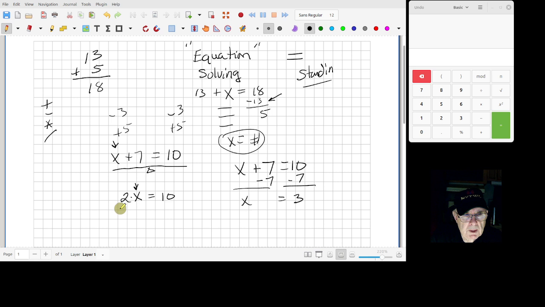Okay, so I'm going to divide, but I must do it to both sides. I'm going to divide by 2. If 2 is multiplying x, I'm going to divide by this. 2 over 2 is just 1, and 1 times x is just x. So these cancel to 1. And x then is equal to 10 divided by 2, and that does get us to 5. So this problem is now solved.